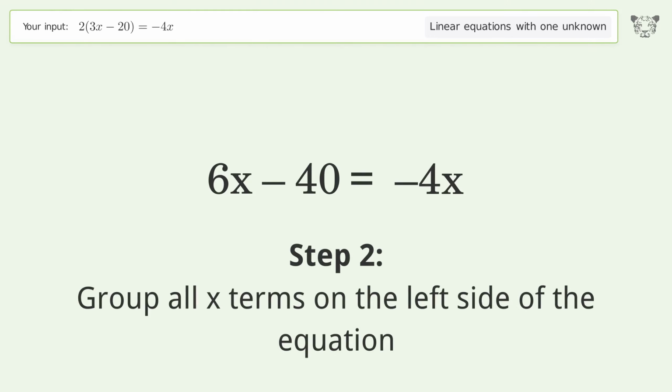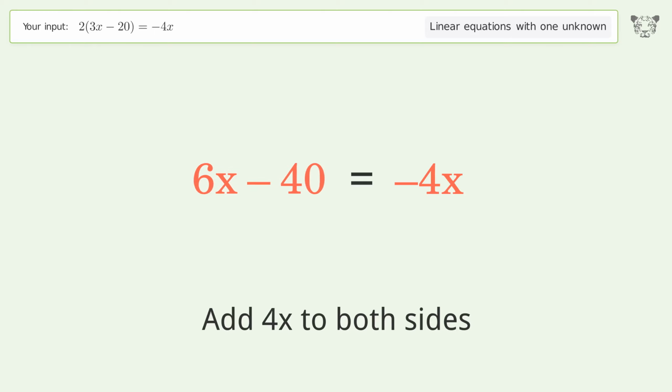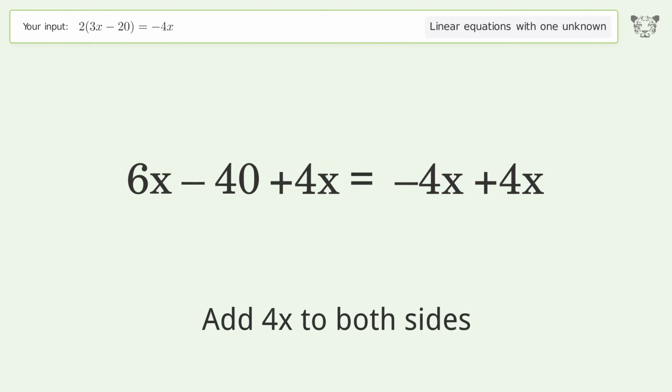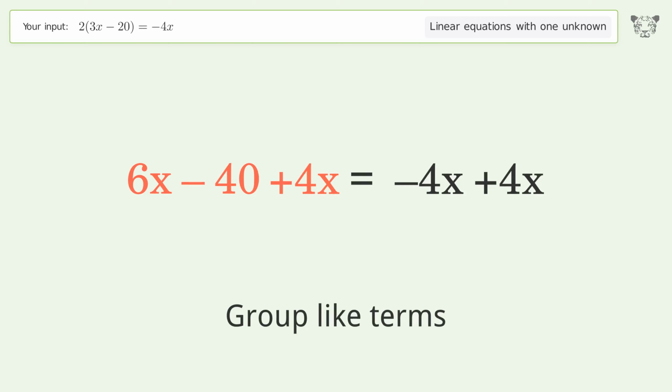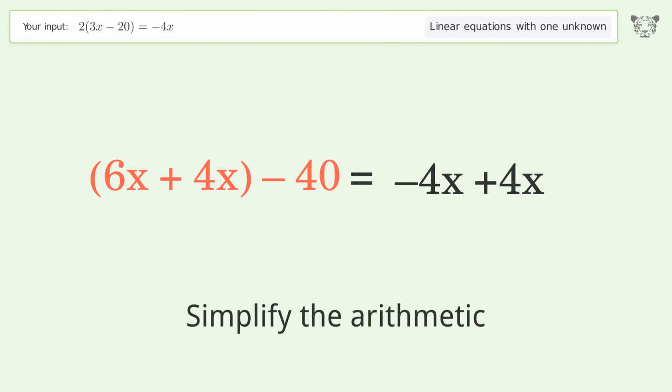Group all x terms on the left side of the equation. Add 4x to both sides. Group like terms. Simplify the arithmetic.